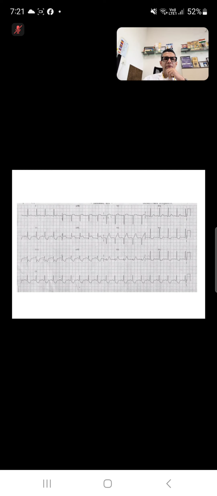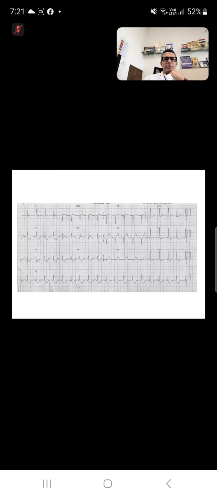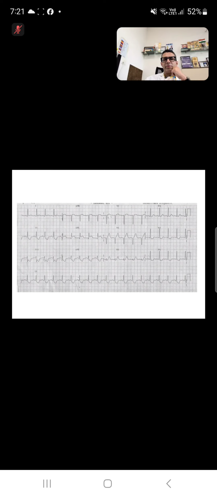Take a lead where the P wave starts. So it's around 4 small squares. So 4 into 40, that is how much? 0.16, 160 milliseconds. Okay, so that's normal. It's between 120 and 200. So it is a normal PR interval. Then QRS complex.